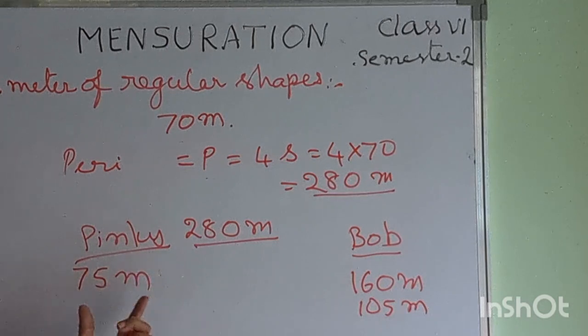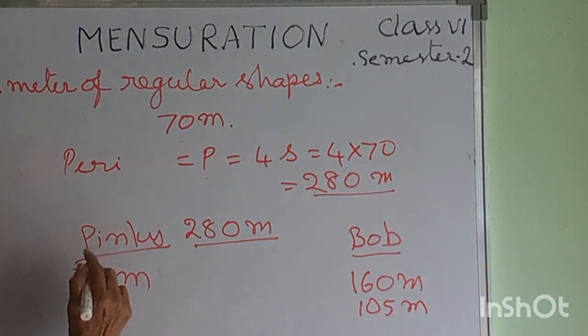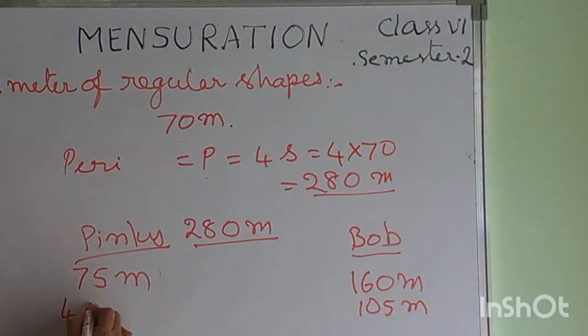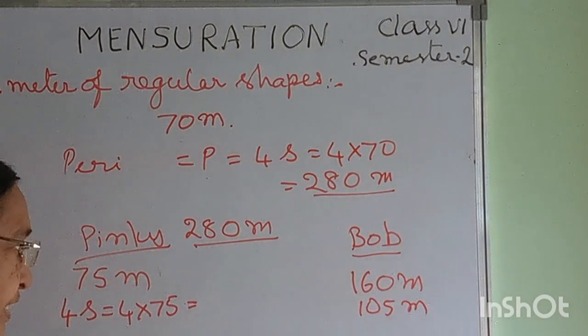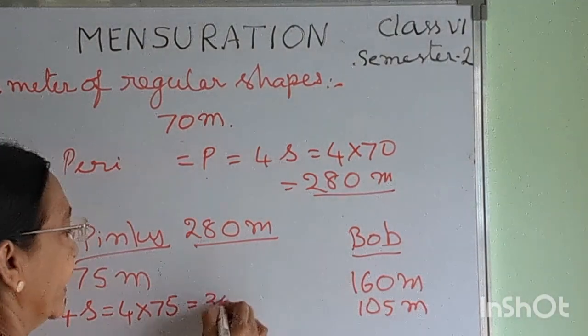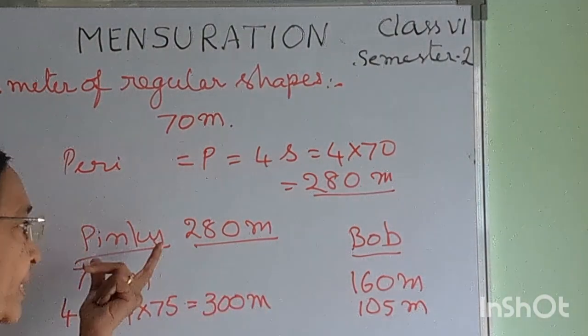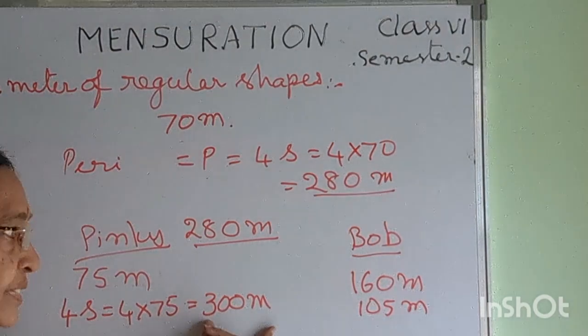Pinky covered 1 round along a square field of side 75 meters. Therefore, the length she covered is 4S, that is equal to 4 into 75. 4 times 75 is 300 meters. So, Pinky covered 300 meters.